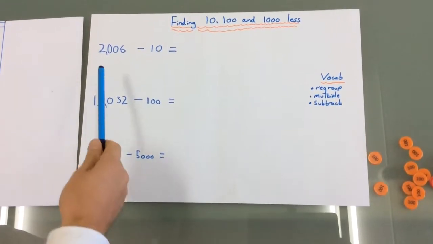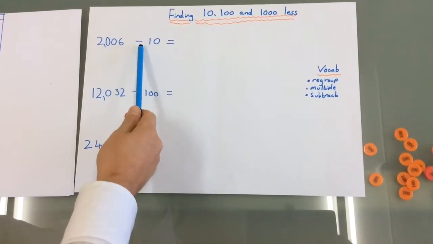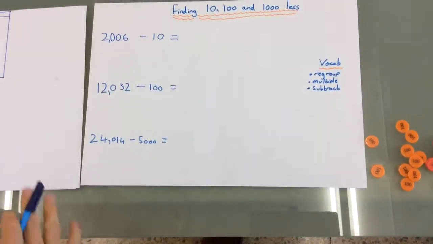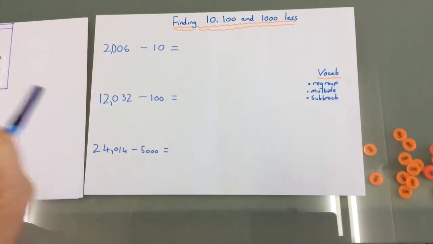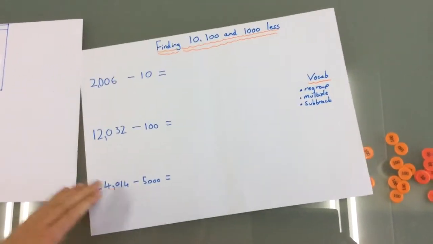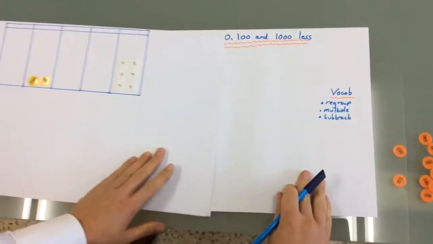Okay, the first question says 2006 subtract 10. And a lot of children I see try and do a column subtraction for this. And really we should be thinking about how to do it mentally. So let's look at the place value counters to think about what's actually happening here.